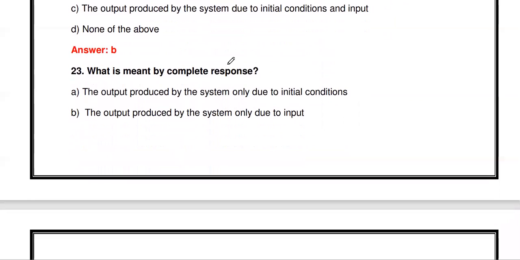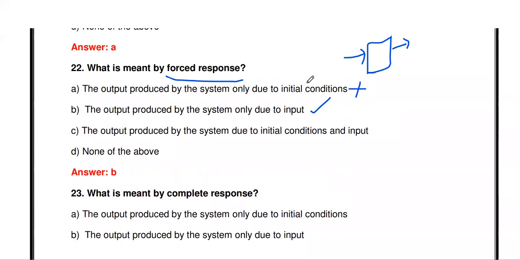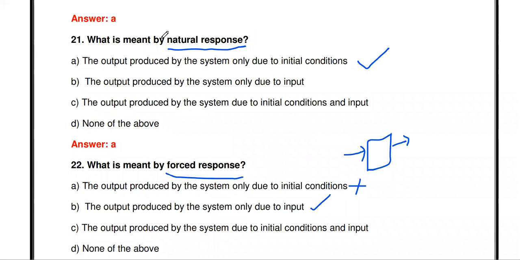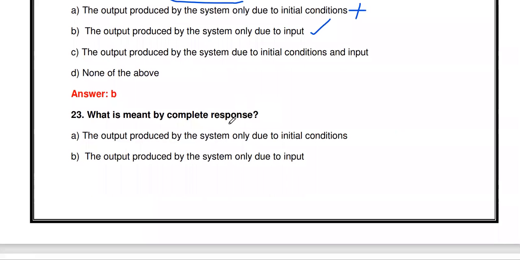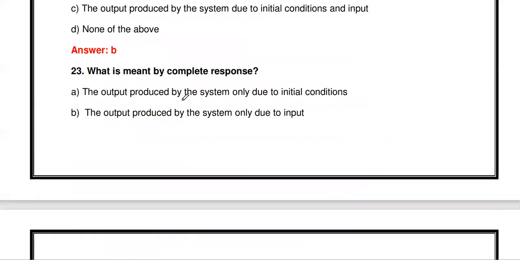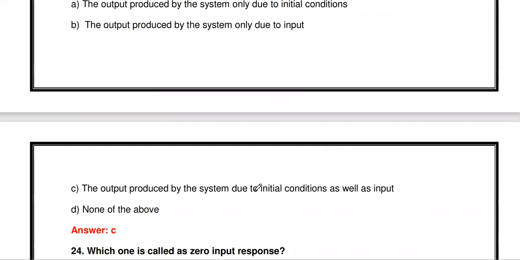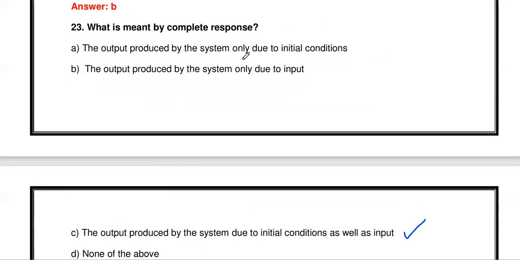Then what is meant by complete response? If we want to calculate the complete output of the system, it is the sum of natural response and forced response. The complete output is the output due to input plus the output due to the previous initial condition. So the addition of natural and forced response is said to be the complete response. You see the same choices: output produced only due to initial condition, output produced only due to input, and the third, output produced by the system due to initial condition as well as input. So C is the complete response of the system.